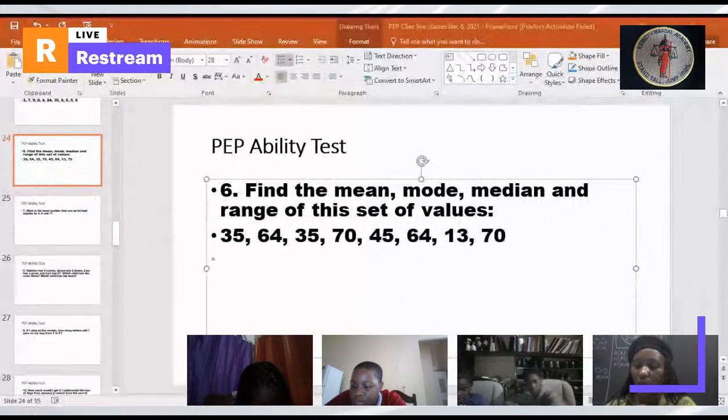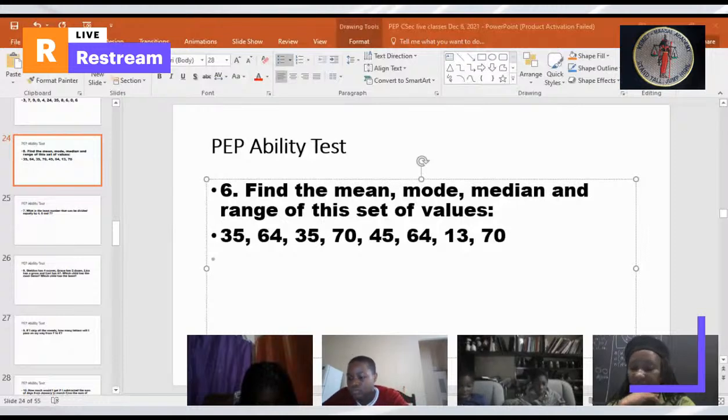What is the mode? Miss, 64 and 70. 64, 70, and 35, I forgot 35. So there are 2 of each of those. They all have 2 of each. So 35, 64, and 70. We have 3 modes this time. And what is the median?